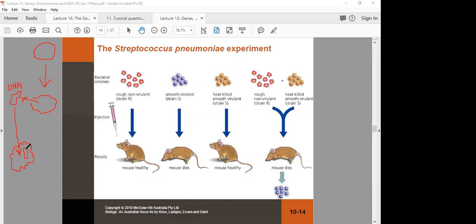That is a particular type of factor that enables that cell to cause disease. So what this has done basically, it's turned this normally non-virulent bacterial cell, and here is its normal circular chromosome, into a virulent strain of Streptococcus because it will express the virulence genes found on this DNA.